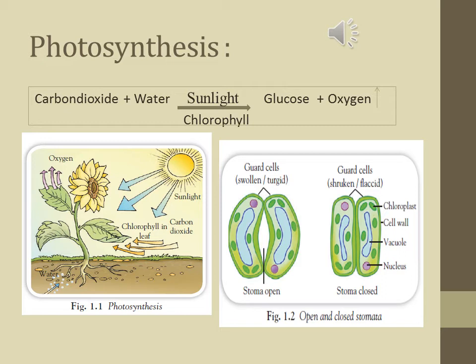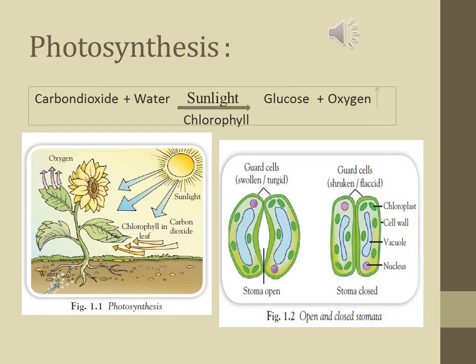A series of chemical reactions occurs, and in that chemical reaction the raw materials like carbon dioxide and water are changed into the food like glucose. So sunlight is the major source of energy for photosynthesis. The leaves are the site where photosynthesis occurs. That is, leaves are the food factories for the process of photosynthesis.